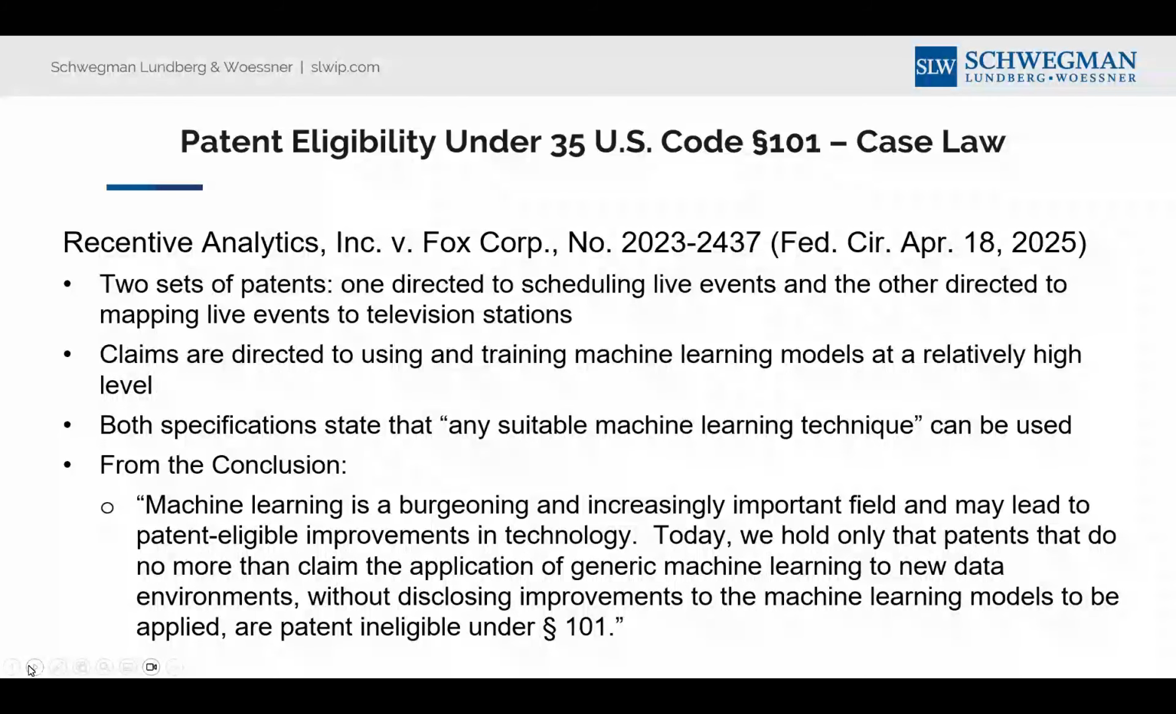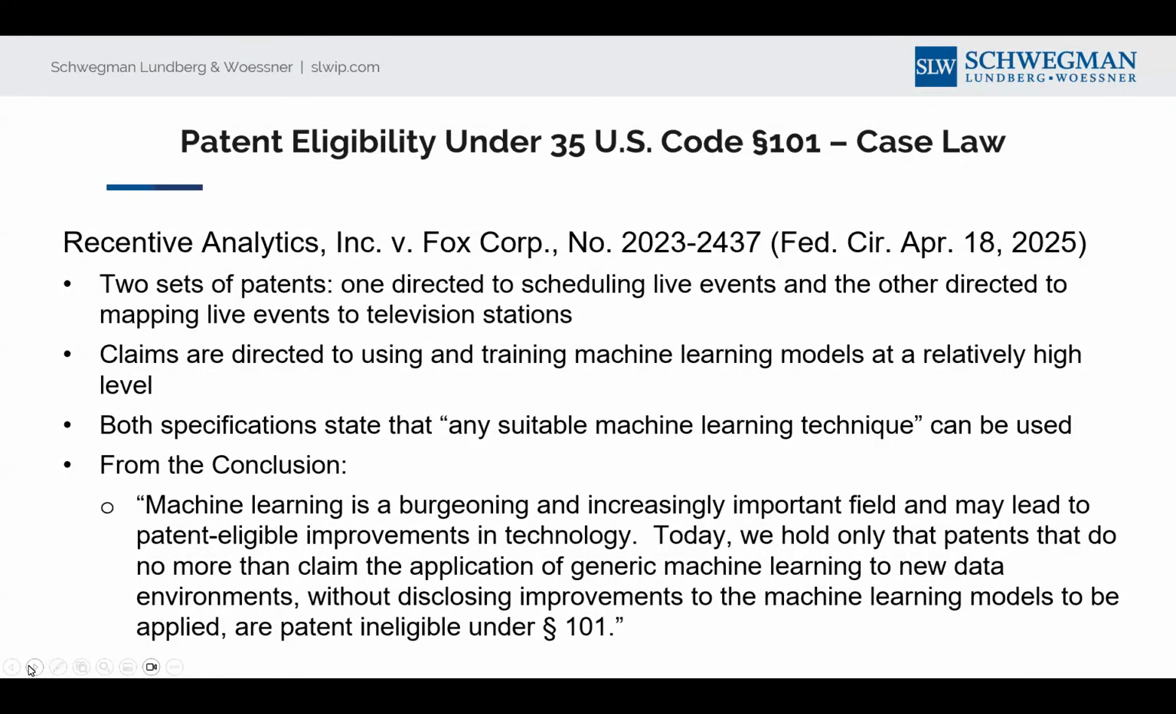The scheduling live events patent application did have some examples. It had a list of what the machine learning techniques were, but it didn't say really anything about them, if they were modified or changed or anything along those lines. So there wasn't a lot of meat to the machine learning aspect there. I put a quote there from the conclusion of the case. They found that the claims were not patent eligible, that they were directed to an abstract idea.